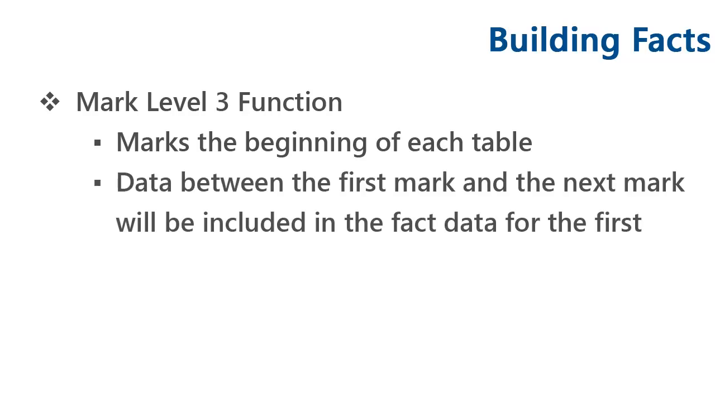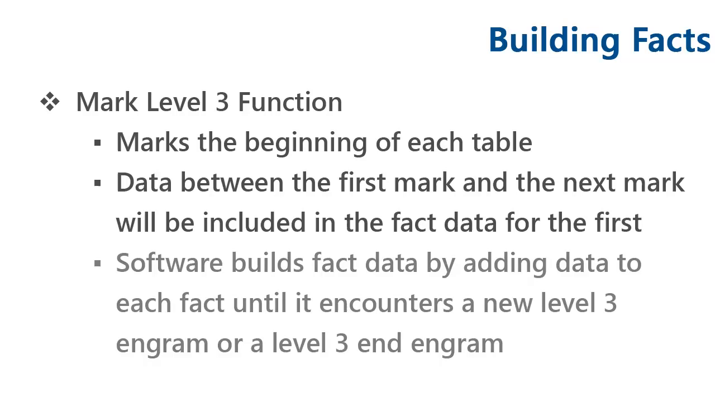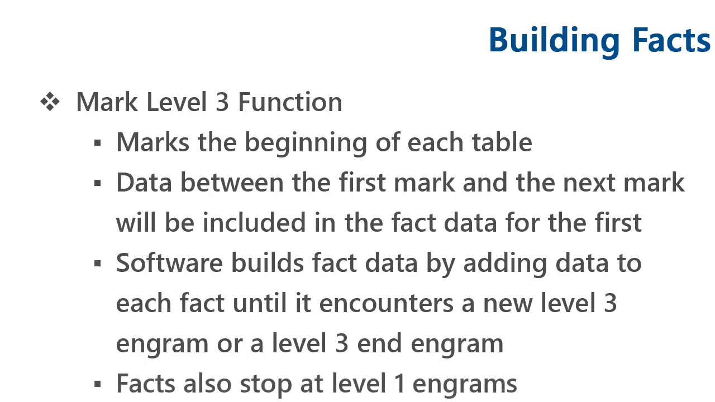All the data between this mark and the next mark will be included in the fact created by the first mark. As with the Mark Level 1 and Mark Level 2 tools, the software builds each fact by adding data to the fact until it encounters either another Level 3 XDX tag or a Level 3 N tag. If it encounters a new Level 1 XDX tag, it will also stop adding data to the fact. Because tables are often located a fair distance from each other in the narrative of the notes, you will likely need to use the Mark Level 3 tool to specify the end of each table as well.